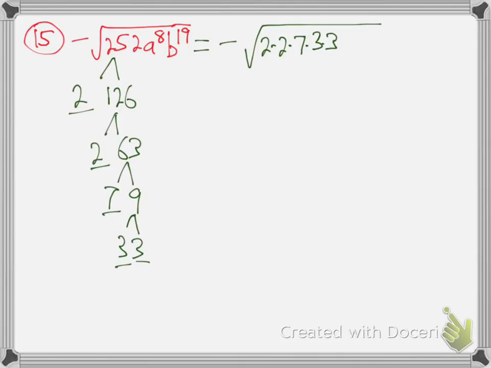Now, a to the 8th, b to the 19th. What's in the hook here? There's nothing in the hook, right? Which really means 2. It's a 2 root. So I'm going to leave the a to the 8th as a to the 8th. And the b to the 19th, I'm going to make that b to the 18th and one more b. Right, that's how we do b to the 19th, 18 and one more.